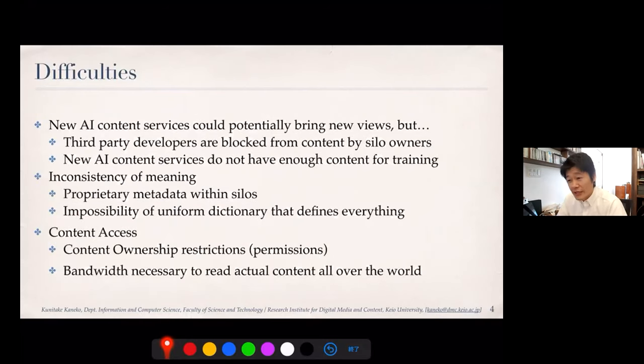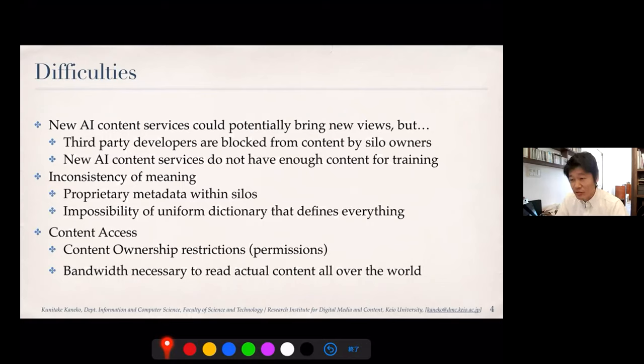So here is a brief summary of the difficulties. It contains the difficulties I just explained and also several more. So for example, some of the university students got some ideas about AI technologies. And then, hey, okay, this is interesting. It's a clever idea, right? And then once you have the startup, however, how do they get the content for the training?